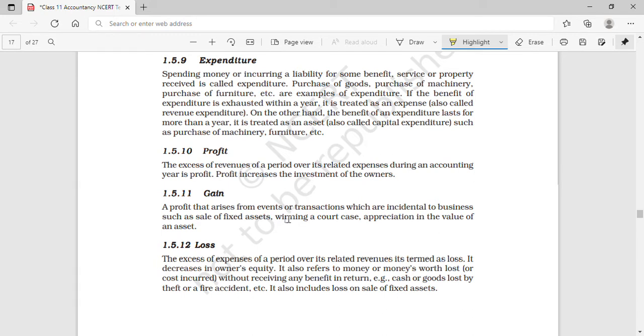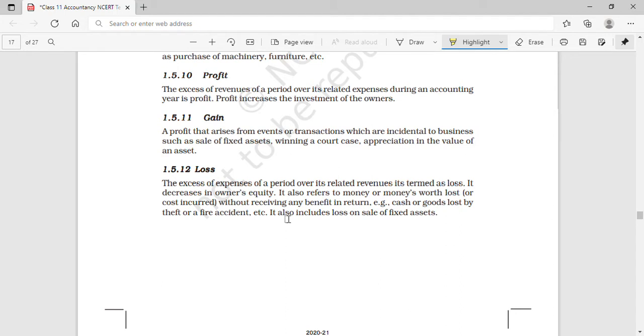Gain is when you are selling a particular asset and making money out of it. I purchased an asset, say for example, for 50,000 on 1st of January. I sold the same asset on say 10th of December for 100,000. So I made a profit of 50,000. That is my gain. What is a loss? That I sold it for less. It's a loss.